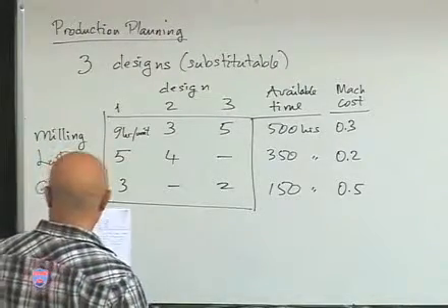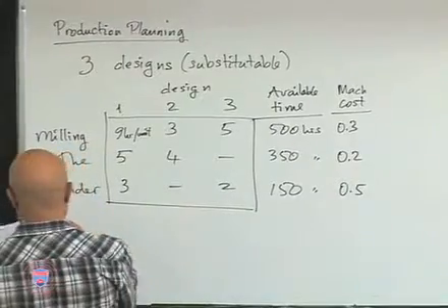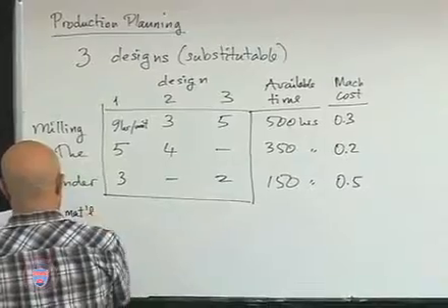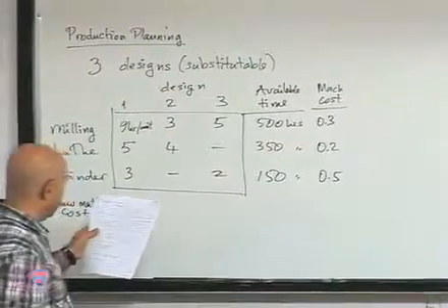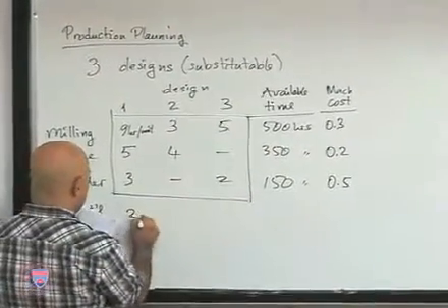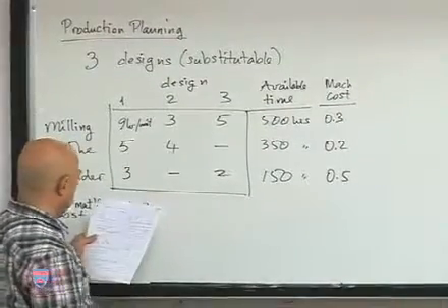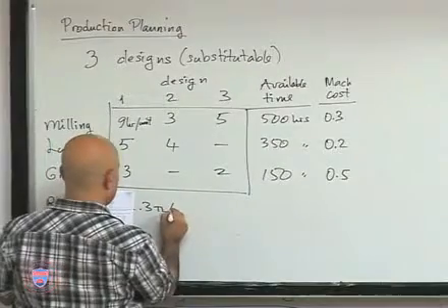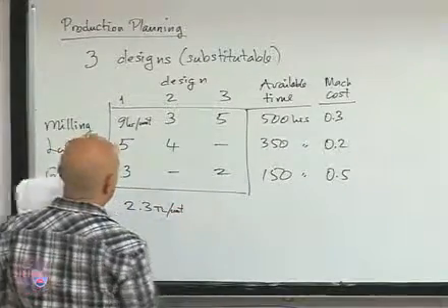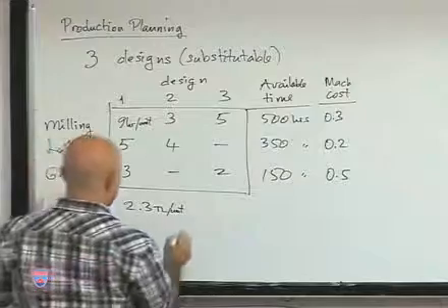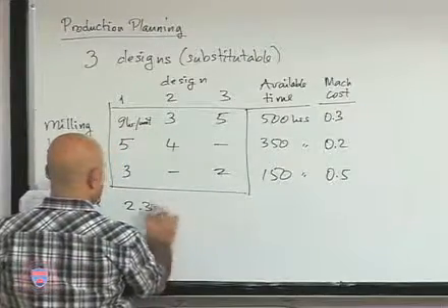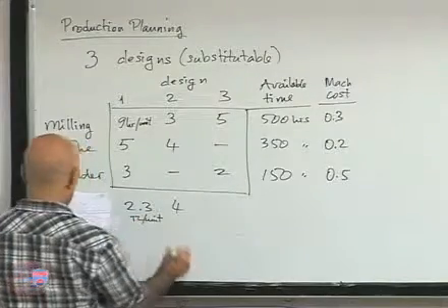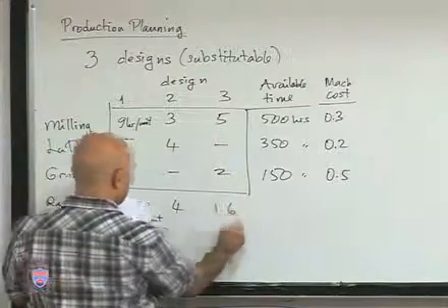All right. The raw material cost for different designs is also a given. This one is 2.3 Turkish lira per unit. The second one is 4. And the third one is 1.6. Okay?